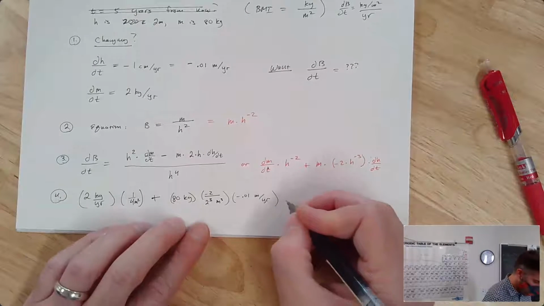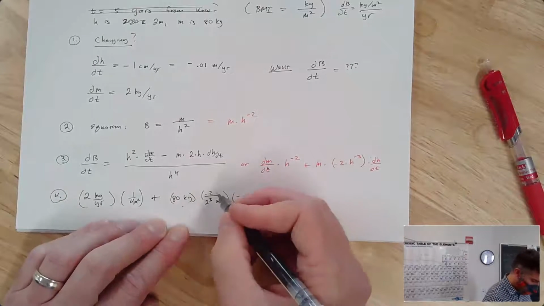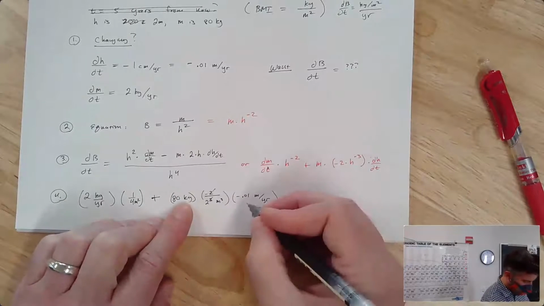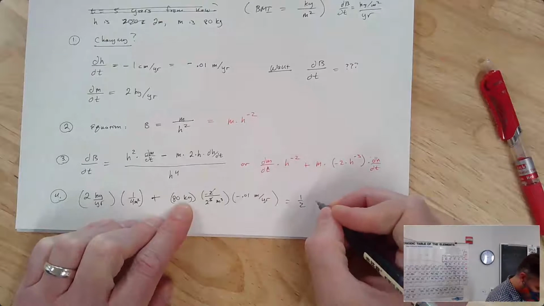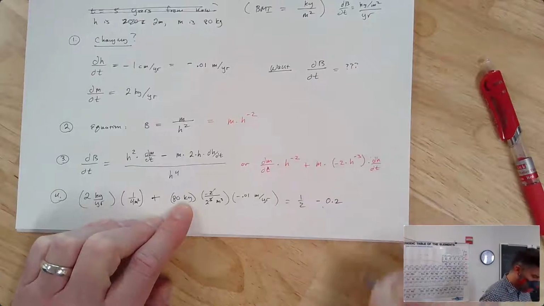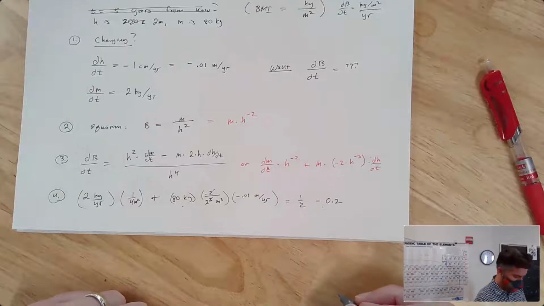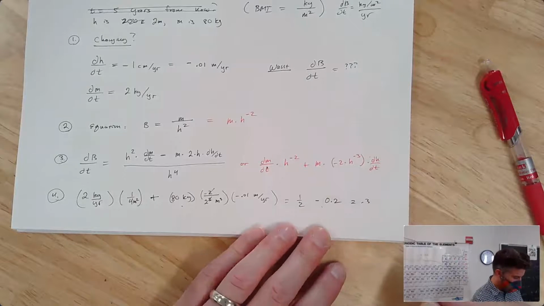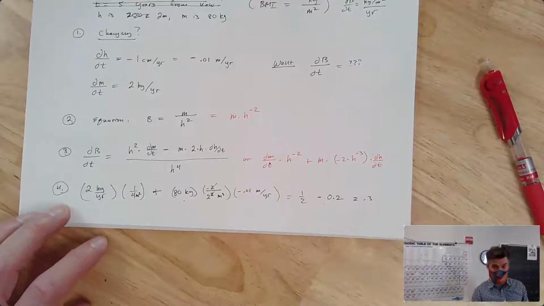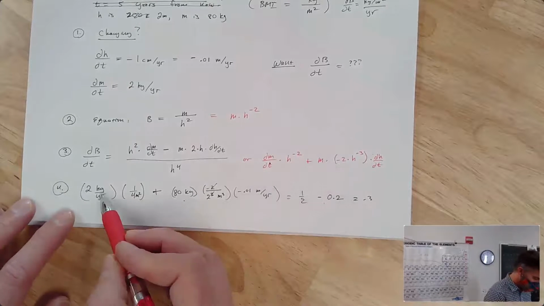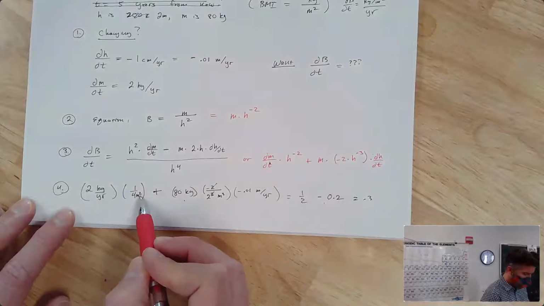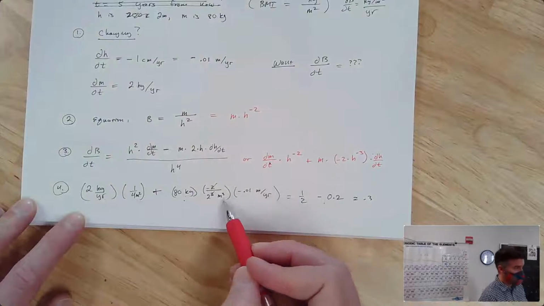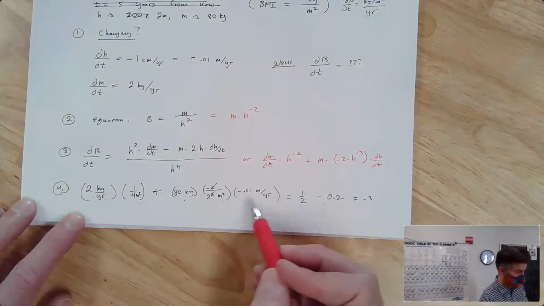2 divided by 4 is 1/2. 80 times -1/4 is going to be 20 times 0.01 is 0.2. So we would end up getting 0.5 minus 0.2, which is 0.3. And the units are bizarre, but they do work. So I just want everyone to see the units do actually work. You get kilograms per meter squared per year. Same deal here. Kilograms times meters divided by meters cubed is per meter squared per year.